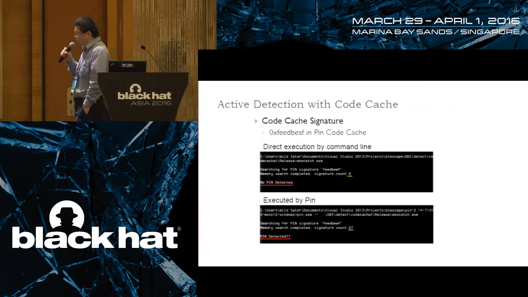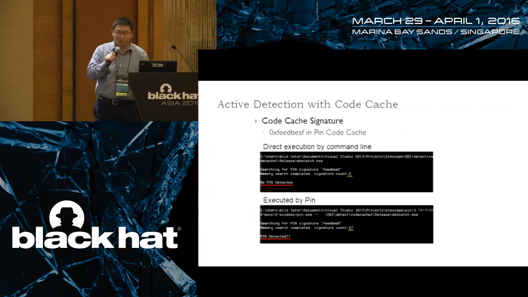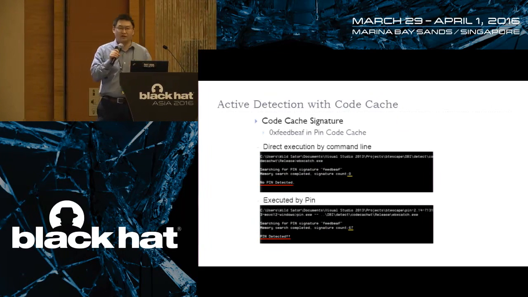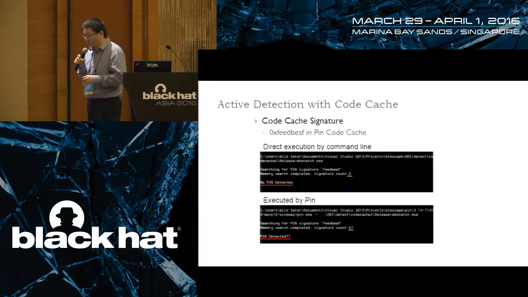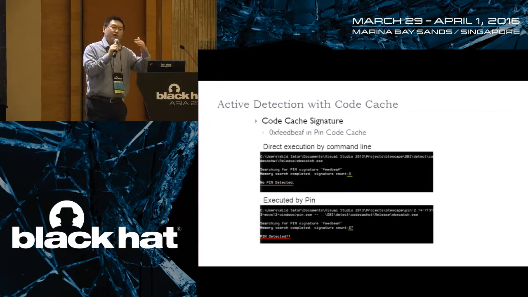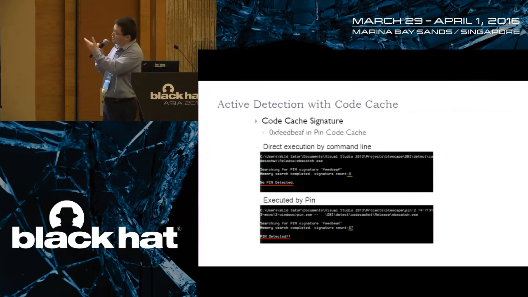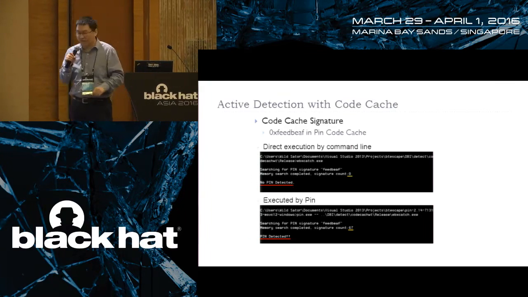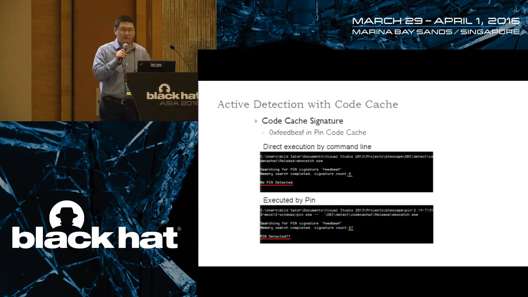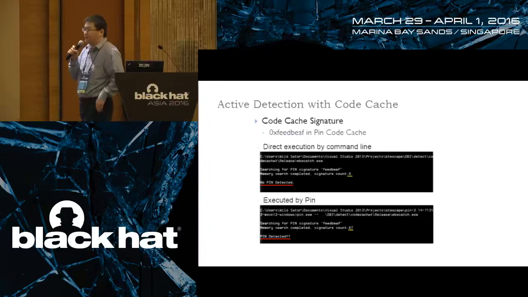Then we look at other ways to do the detection. One simple way is the code cache signature. If you look at the implementation in PIN, they put some special signature at the beginning of the code cache, for example, feed beef, right? That's by design, so you can easily search for the signature in memory.